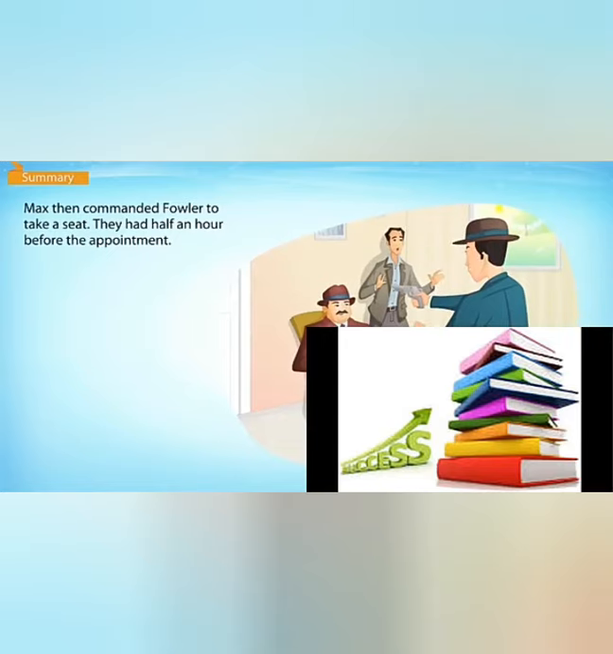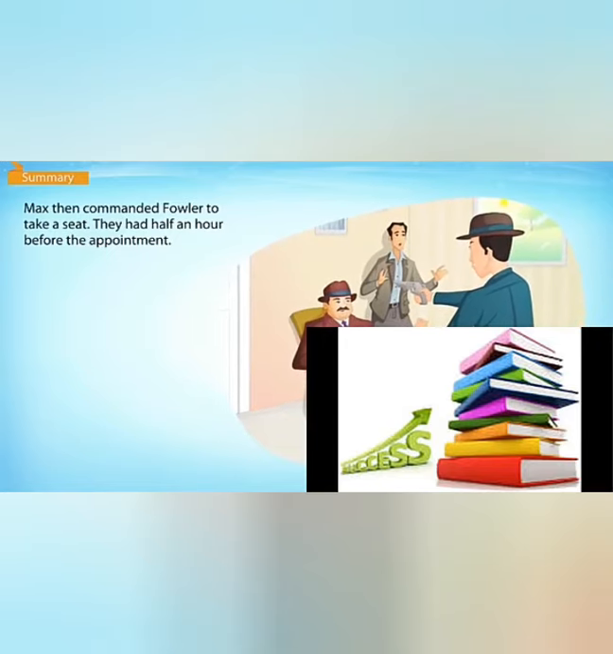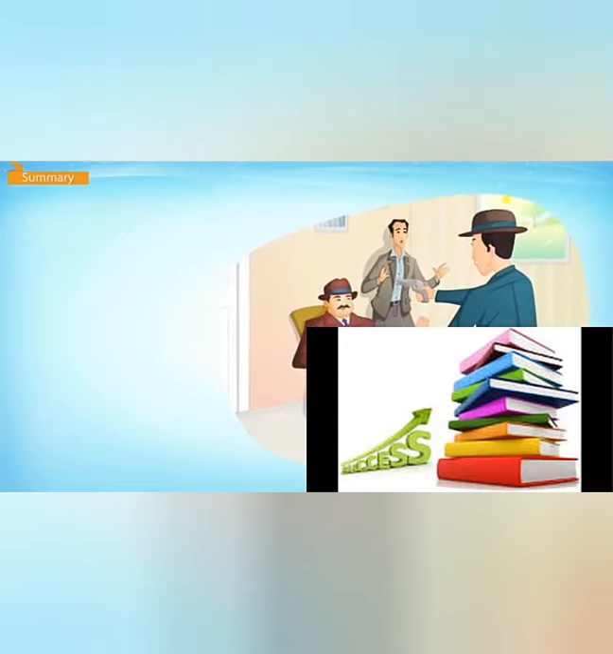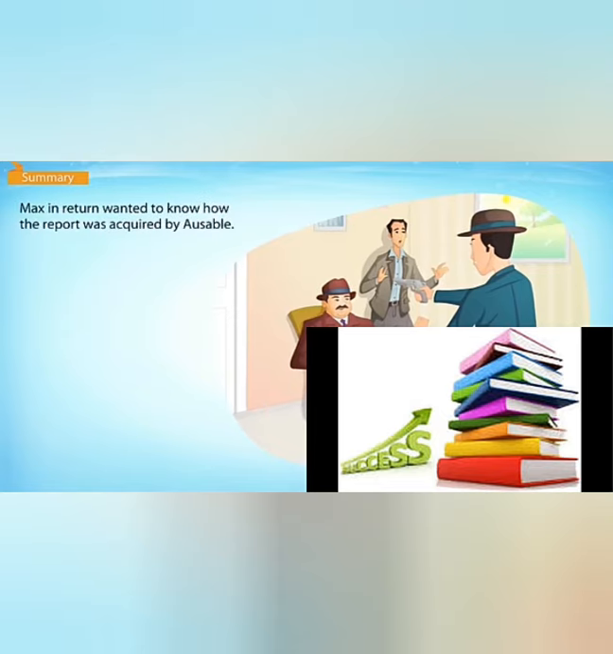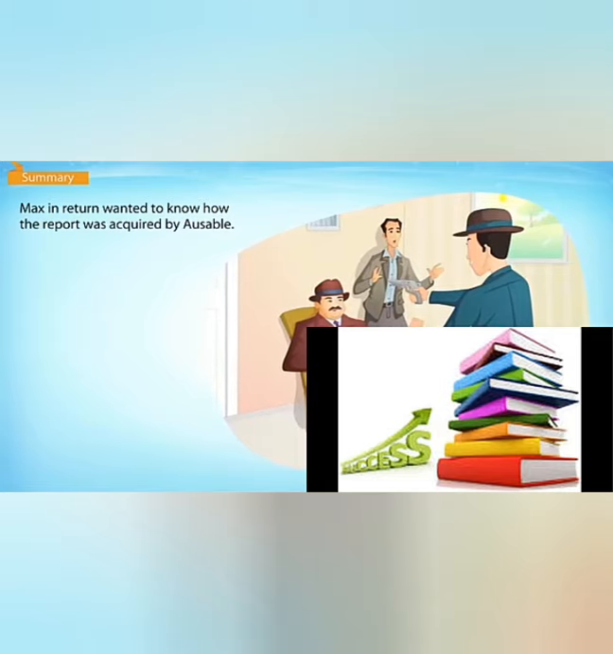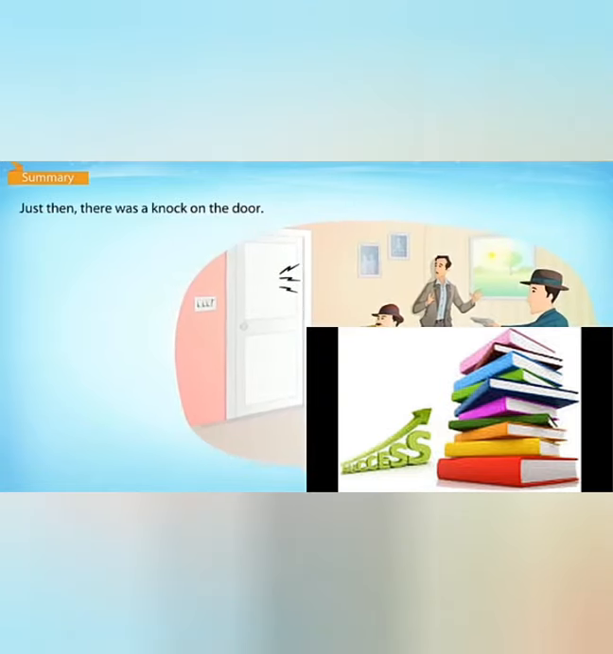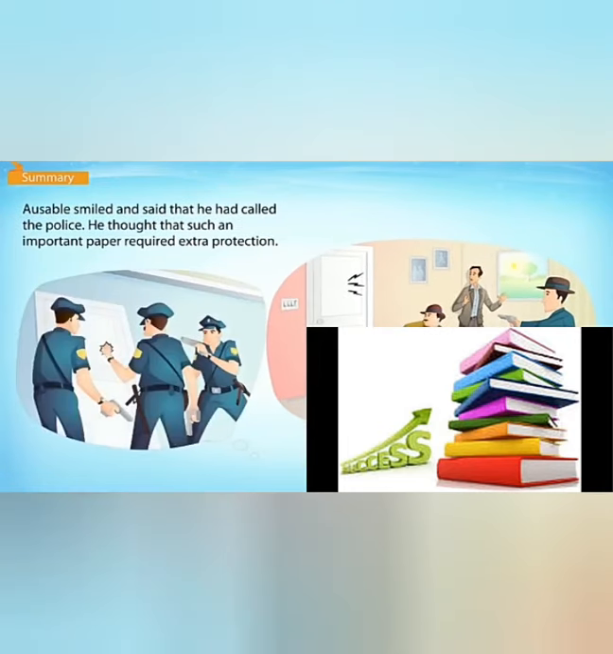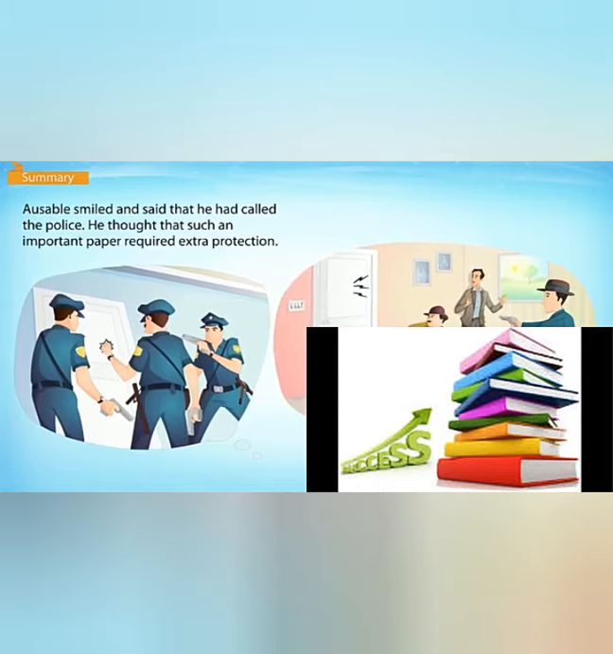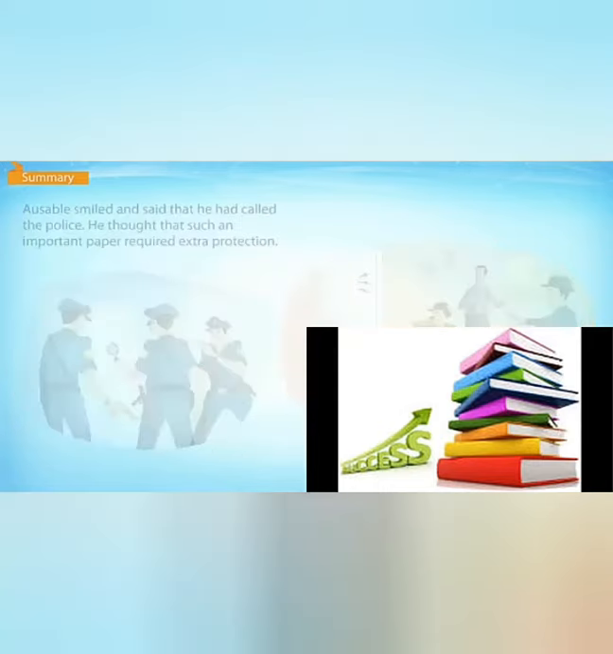Max then commanded Fowler to take a seat. They had half an hour before the appointment. Ausable wanted to know how Max knew about the paper. Max, in return, wanted to know how the report was acquired by Ausable. Just then, there was a knock on the door. Ausable smiled and said that he had called the police. He thought that such an important paper required extra protection.